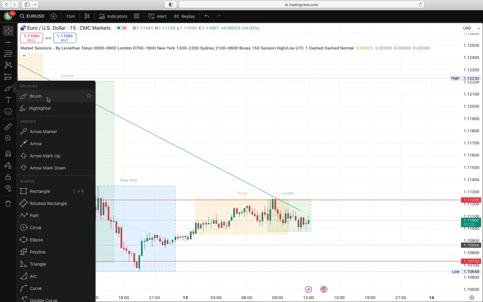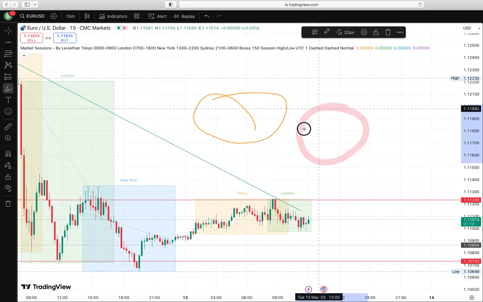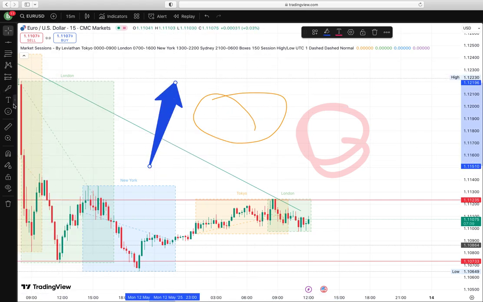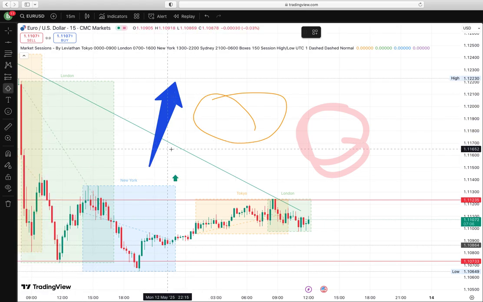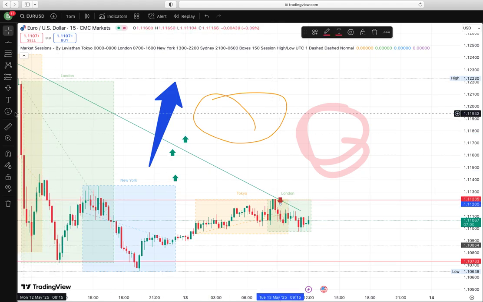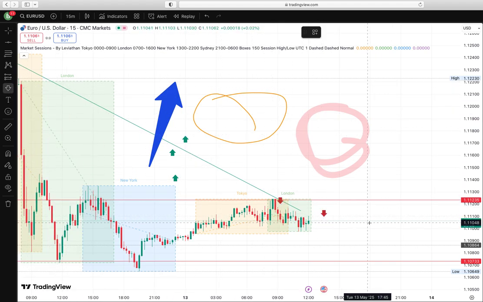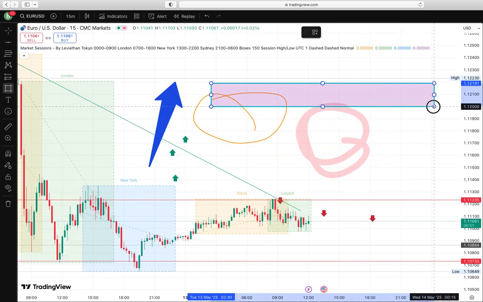All right, this part is where you use brushes, highlighter, arrows. This is a brush. If you go to the little angle there, you can see highlighter. If you go to this part, you can see marker or arrow marker. If you go to this part, you can see an arrow going to the top. It's just for analysis. I'm expecting the chart to come down. I'm expecting the chart to bounce from here. It's just your analysis. I can also draw a rectangle because I don't want the price to bounce from here.